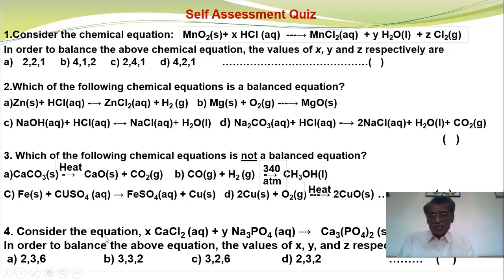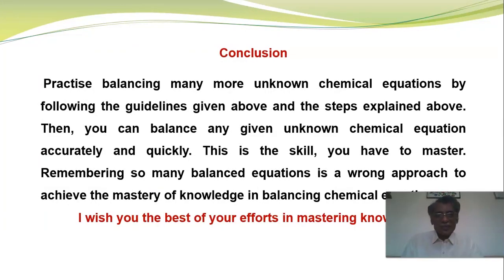Now fourth, consider the equation XCl2 plus YNa3PO4 giving Ca3(PO4)2 solid plus 2NaCl. In order to balance the above equation, the values of X, Y and Z respectively are: option A 2, 3, 6; B 3, 3, 2; C 3, 2, 6; D 2, 3, 2. Choose the correct option. Now, conclusion.